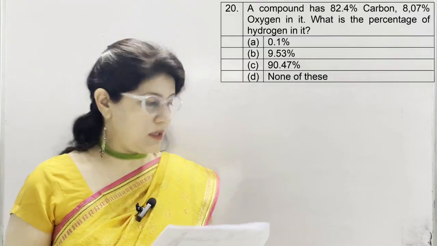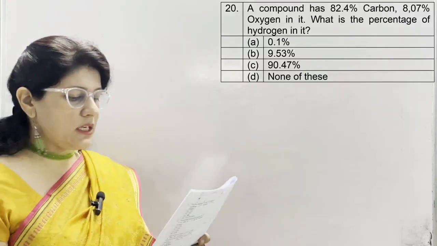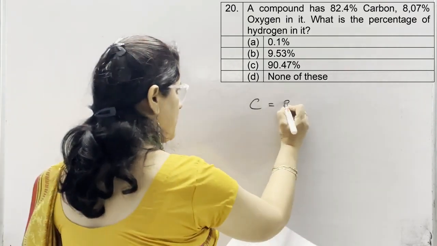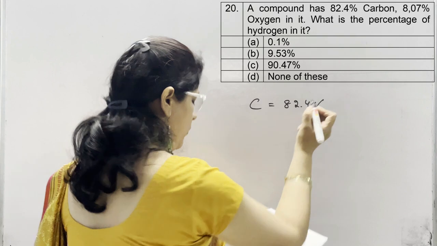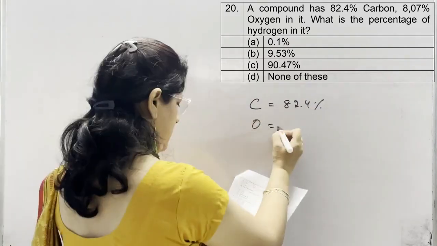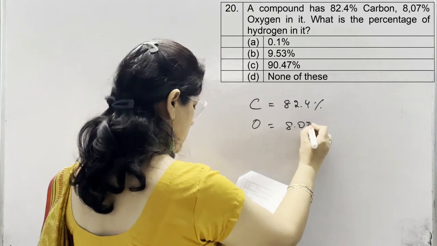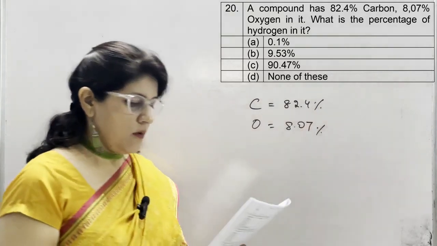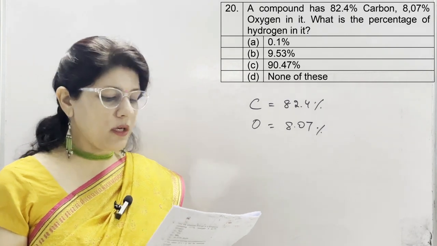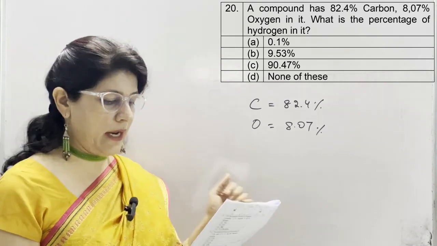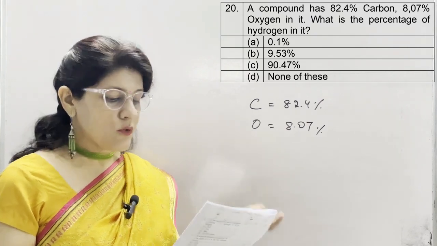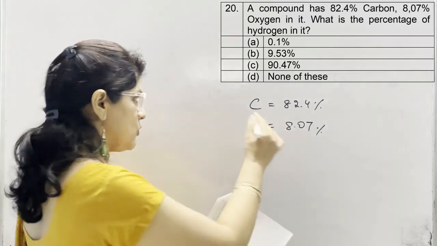In question number 20, a compound has 82.4% carbon. So the given amount of carbon is 82.4% and oxygen is 8.07%. What is the percentage of hydrogen in it? It means again it is an organic compound having carbon, oxygen and hydrogen. The sum of all these three should be 100. So we need to add these two.